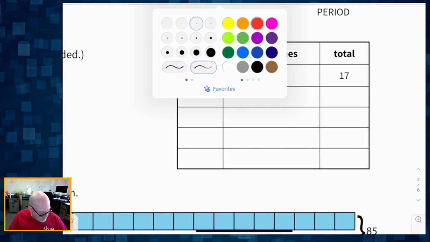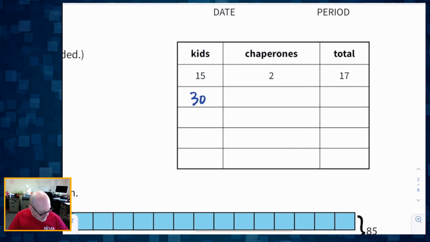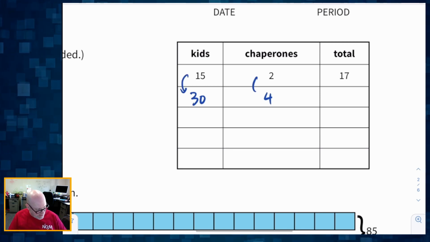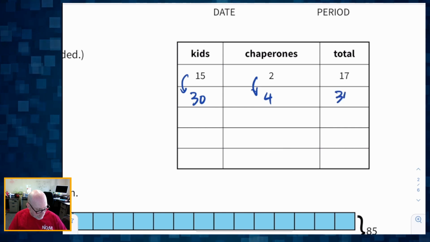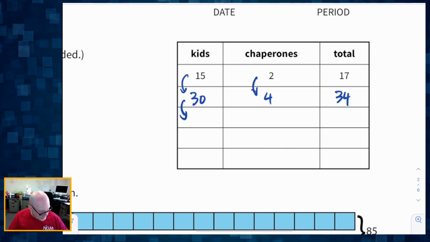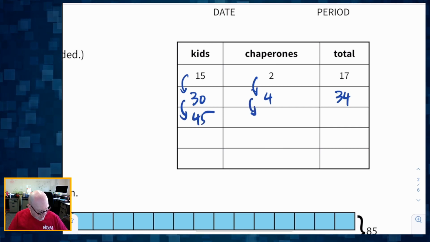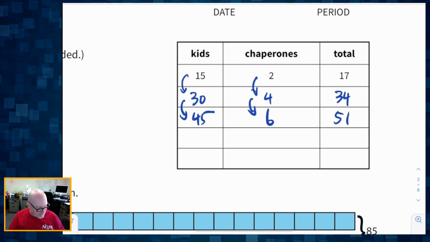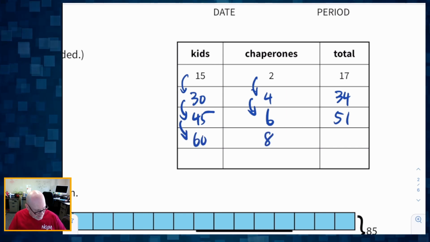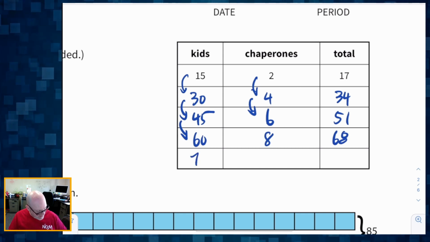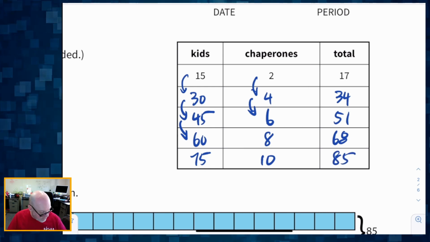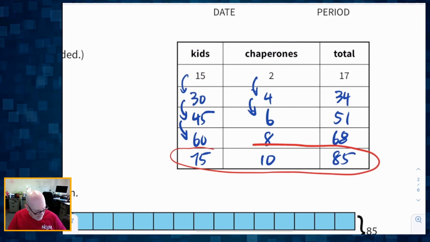We could do the same thing with a table, something similar. We could say, well, if we have 30 kids, that means we need to have 4 adults, meaning if we add 15 additional kids, we add 2 additional chaperones, and we have 34 people total. If we add another 15 students, that means we're going to add another 2 chaperones. So that gives us 51 people total. And we could continue doing this. 60 is 8, and there's 68. Add another 15 kids, add another 2 adults, and there's our 85. So that's a way for us to represent that solution method using a table.